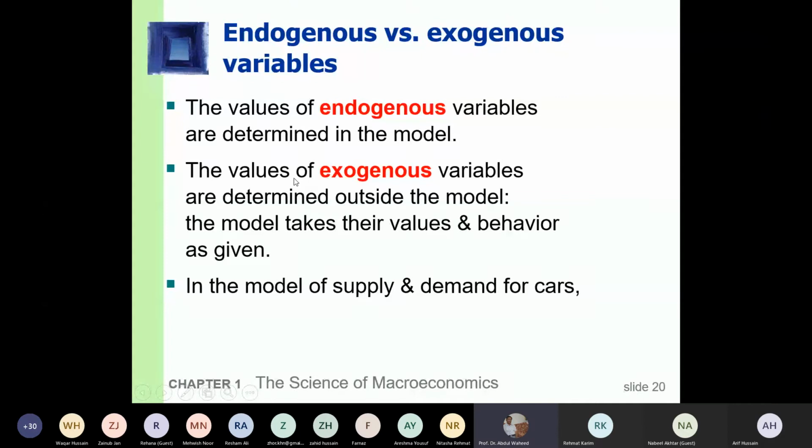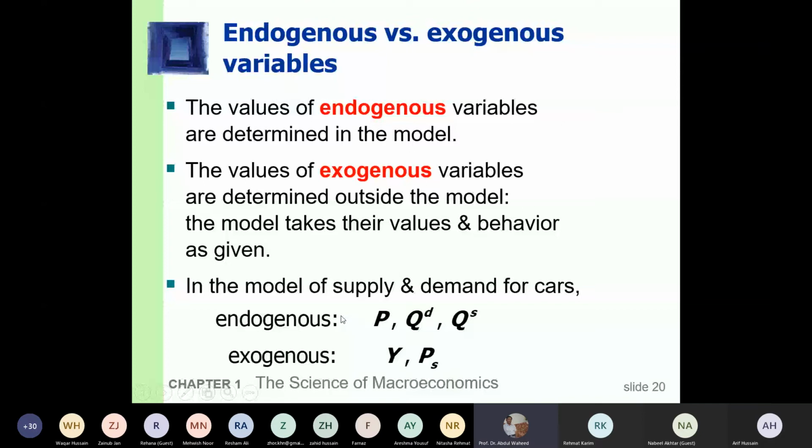So the values of exogenous variables are determined outside the model. The model takes their values and behavior as given. So the endogenous variables are these three variables: price, quantity demanded and quantity supplied, and the exogenous variables are aggregate income and the price of steel. They are determined outside the model.